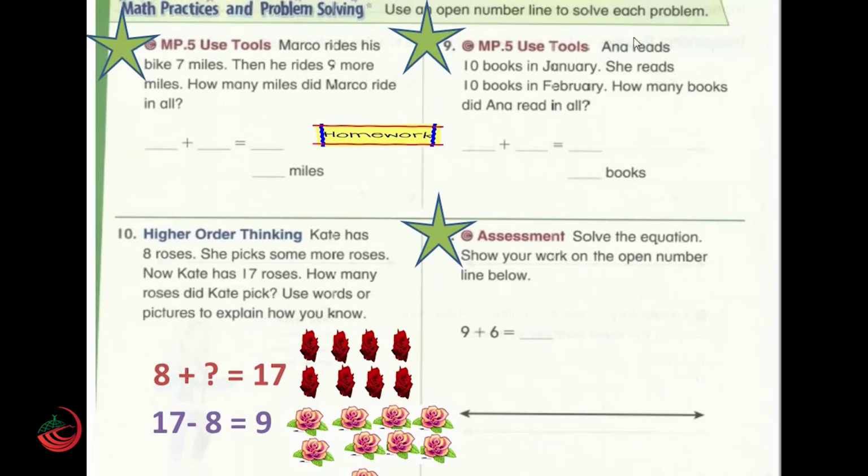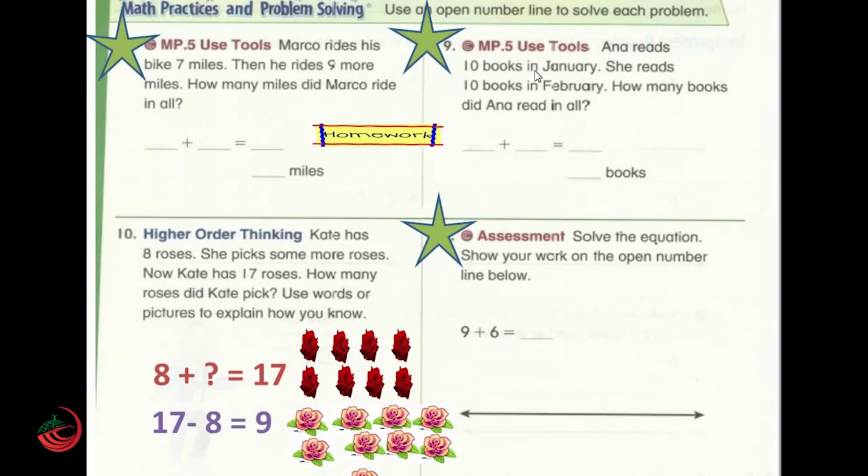Okay? So Anna, this is Marco, this is a boy. Anna is a girl. She reads 10 books in January. She reads 10 books in February. How many books did Anna read in all? So when he asks for in all, we need to have an addition like this, okay? This is the first number, 10. This is the second number, 10. We have 10 plus 10 equals whatever.